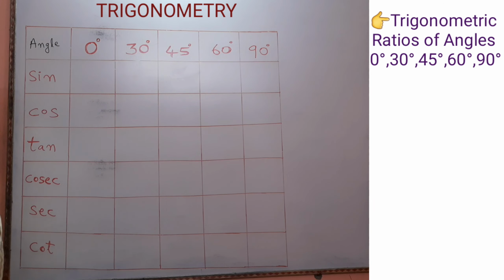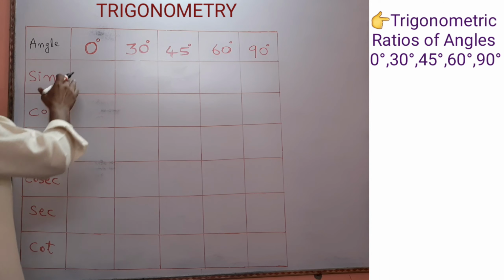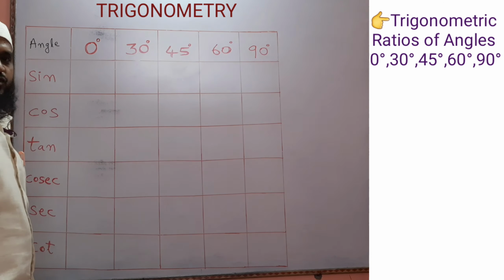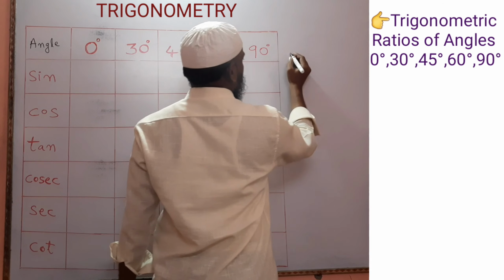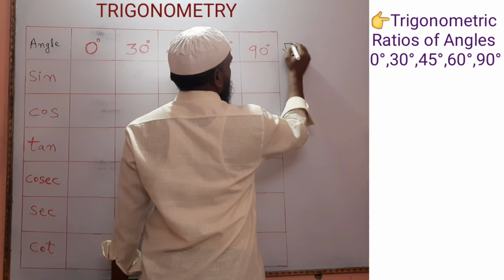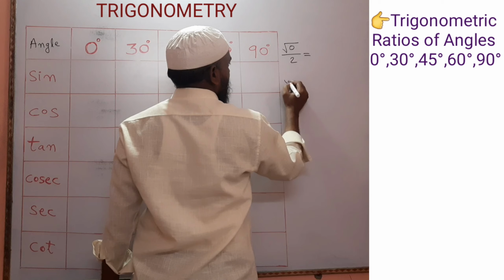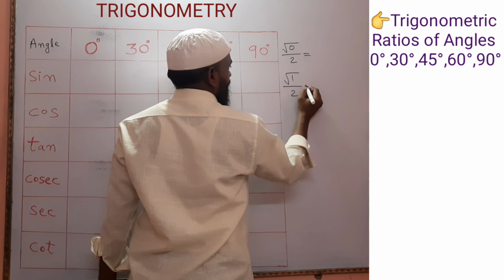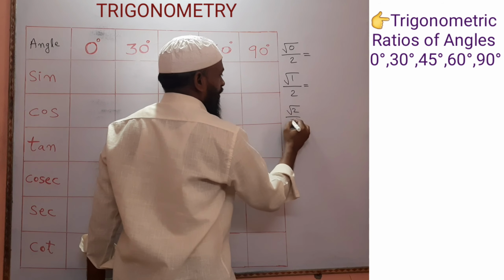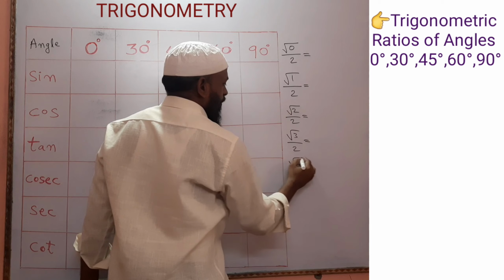If we follow one simple trick, then it will be very easy to remember the values for all these angles. See students, this is very important. First of all, take 0 by 2 as the first one, and continue like this under square root: 1 by 2, square root 2 by 2, square root 3 by 2, square root 4 by 2.